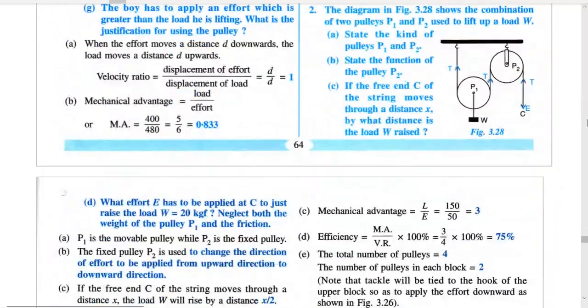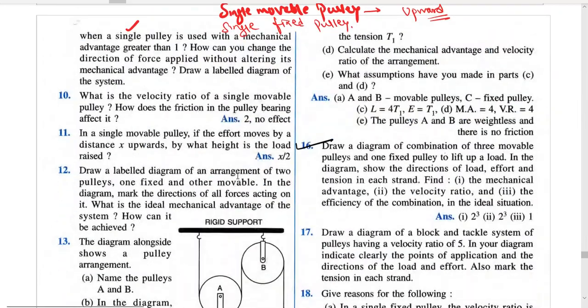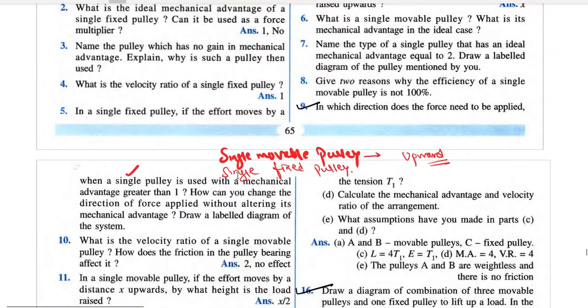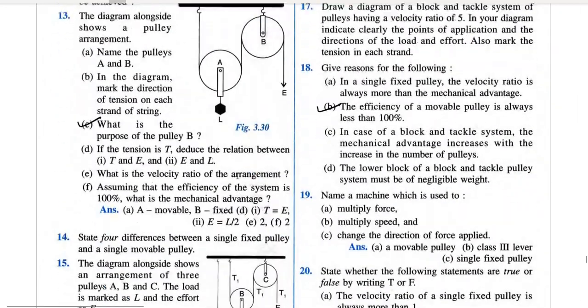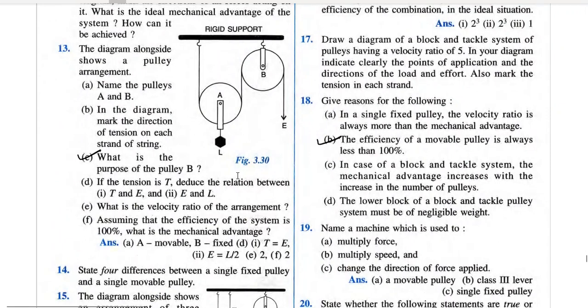Correct? So that was question number 9. Next doubt is in question number 13C. There is a diagram here of a single movable pulley and a single fixed pulley. What is the purpose of pulley B? Again, the same thing. The purpose of pulley B is to change the direction of application of effort to a convenient direction, that is downward.